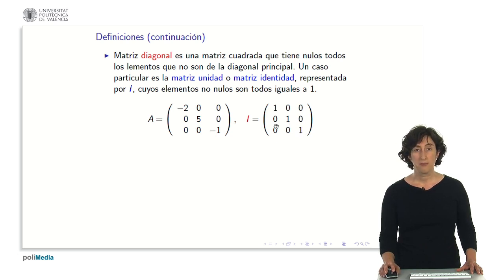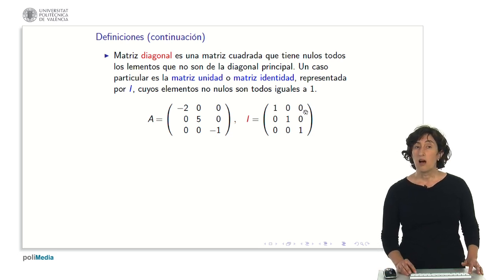This is what is called a unit matrix, or identity matrix, and it appears on many occasions in the products and in the operations that we do with matrices.